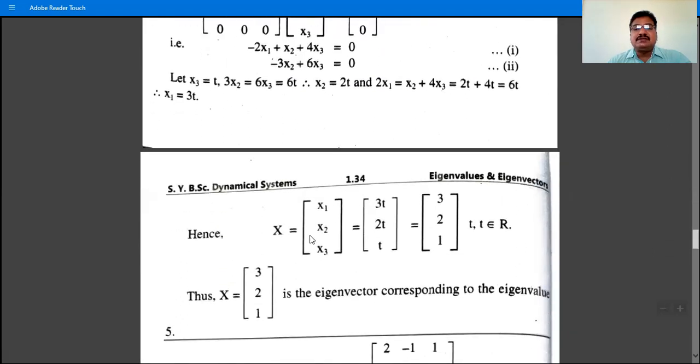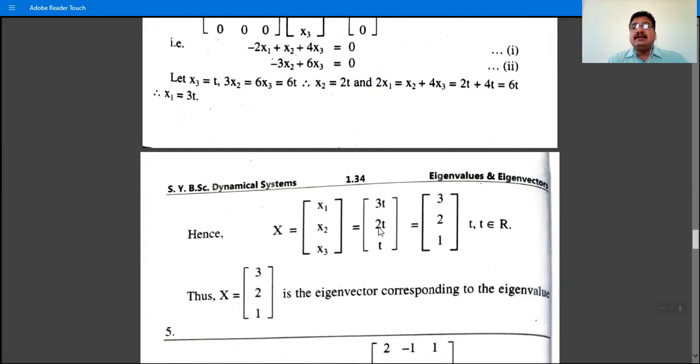So what is the answer? The solution of the system: capital X is equal to x1, x2, x3, where x1 is 3t, x2 is 2t, and x3 is t. Okay, take t as common. So these values x1, x2, x3, 3t, 2t, and t depend on your calculation. Its format may be changed. So someone may have values of x1, x2, x3 different from these.